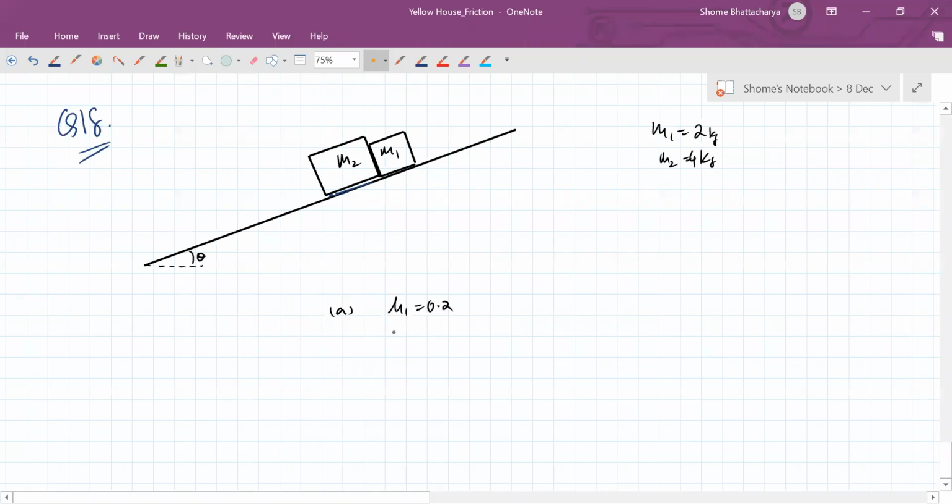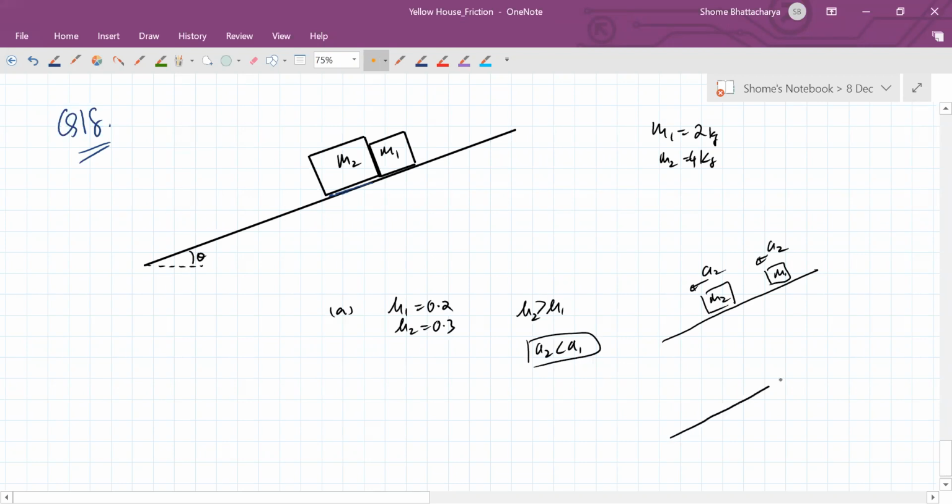Now in the first case, the coefficient of friction mu1 is 0.2 and mu2 is 0.3. Okay. So you can see that mu2 is greater than mu1. So if you were looking independently, if you had kept the blocks like this, then they would have accelerations such that A2 would be less than A1. So that is why when you put them against each other, M1 will tend to go faster, so it will push. So M1 will push this with some normal reaction, and this will push back, and they will have common acceleration.